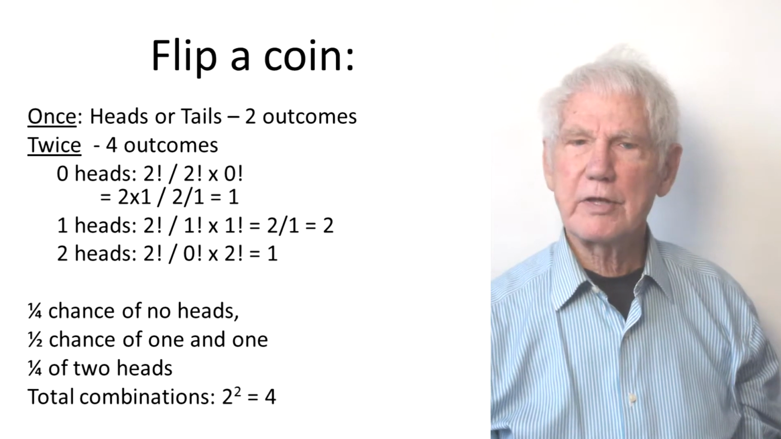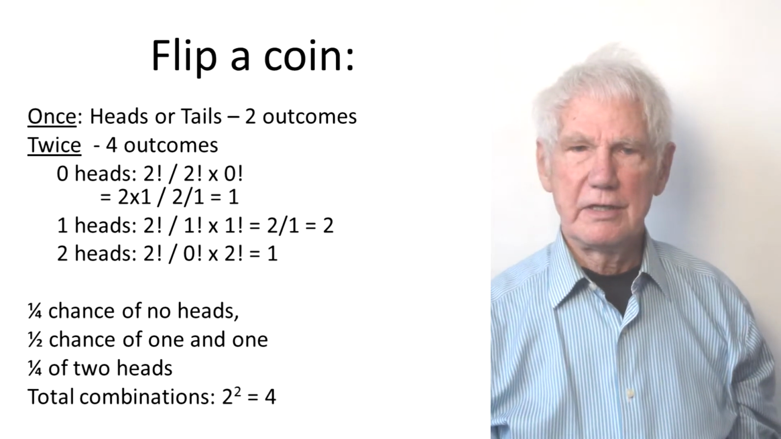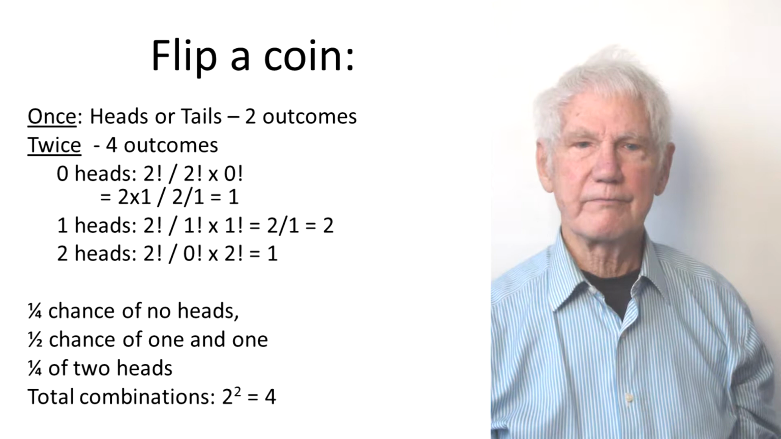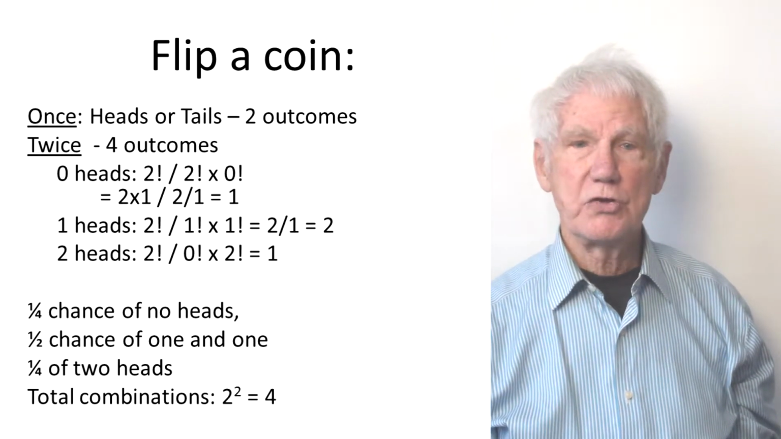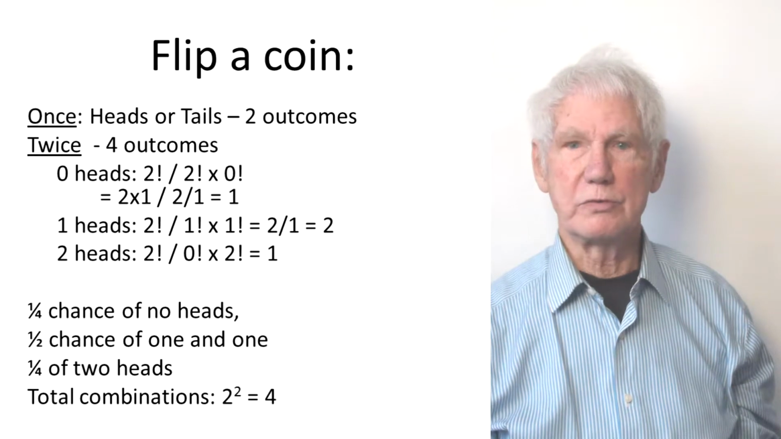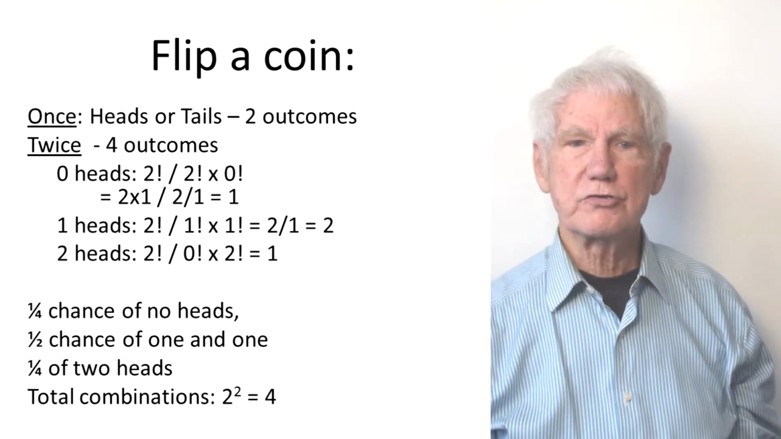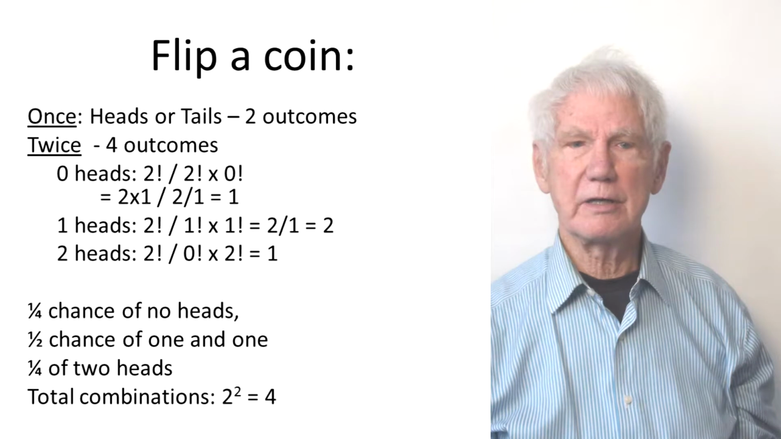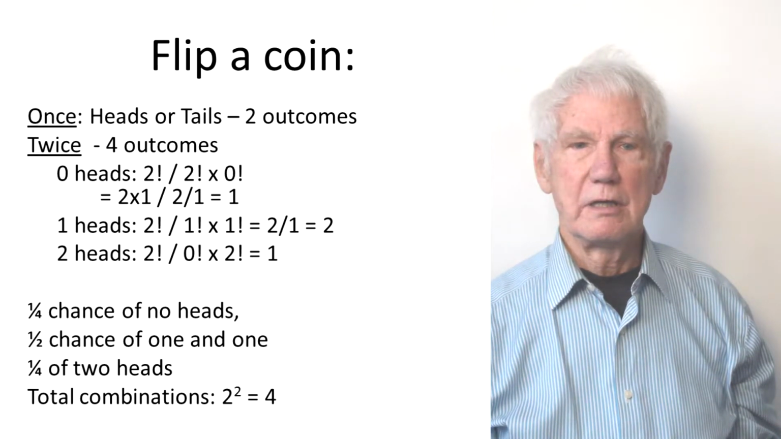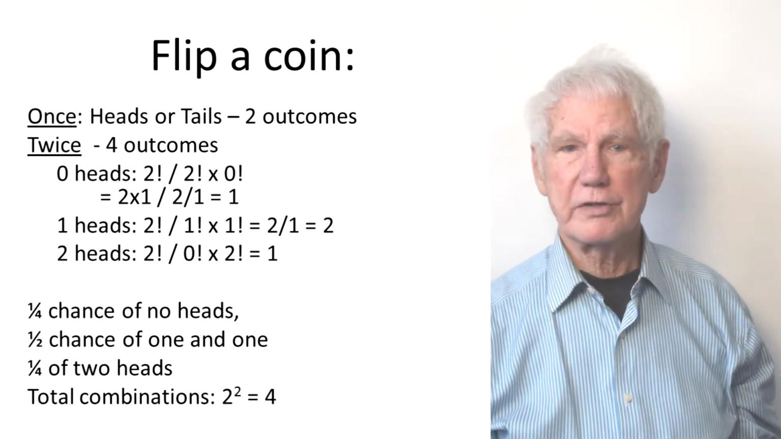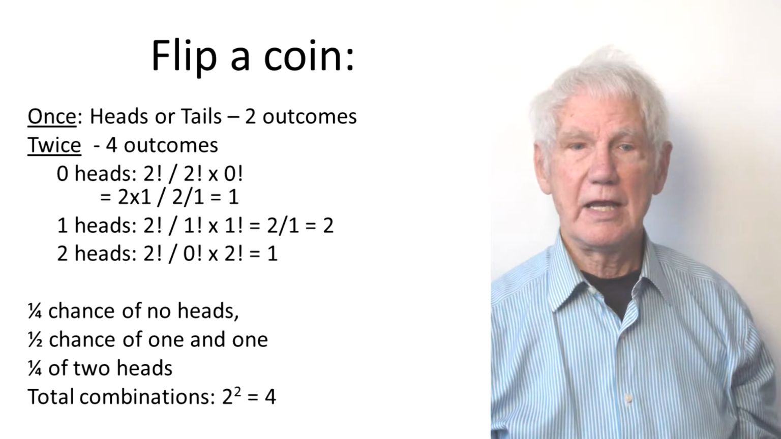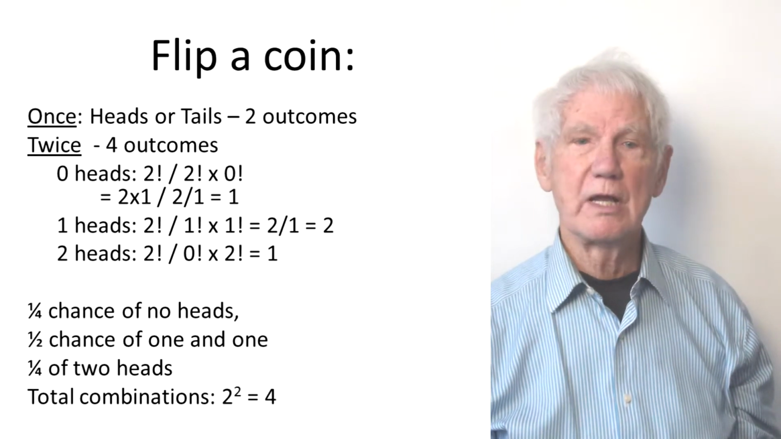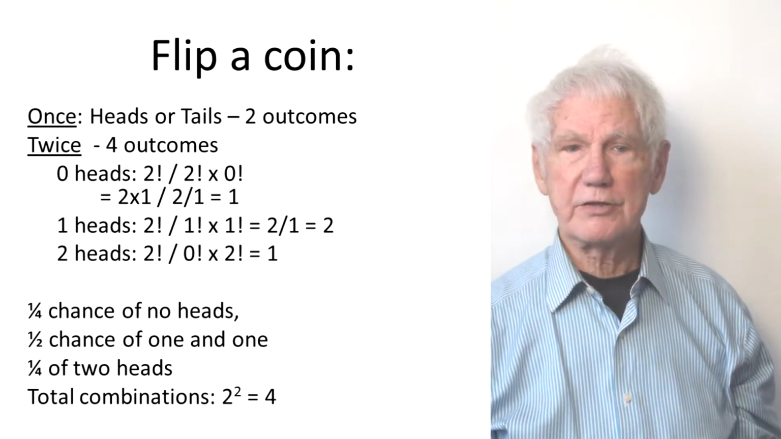So let's go to flipping a coin. That's the binomial function. If you flip it once, you get 2 outcomes. That's 2 to the first power, or 2. If you flip it twice, you get 4 possible outcomes. 2 tails, a quarter of the time. 1 head and 1 tail, or 1 tail and 1 head, that's 2 times. And 2 heads, that's 1.